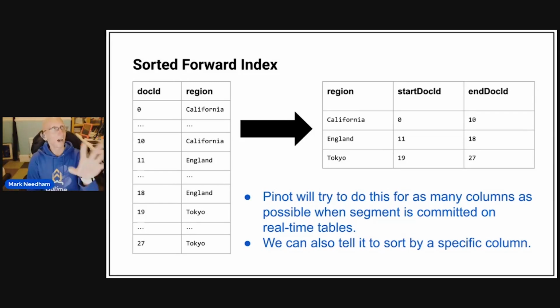Although in our case, it hasn't managed to sort anything, so none of the data was sorted. But if we tell it, hey, I want you to sort on a particular column, then it will go and sort it on that. If you're using offline, or batch data ingestion, you need to sort it yourself. Pinot won't handle that bit for you.